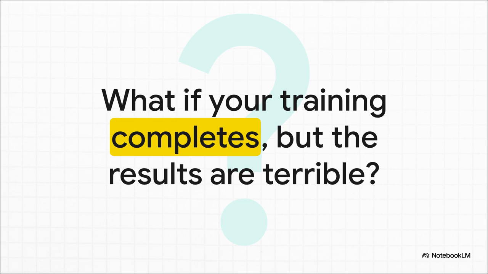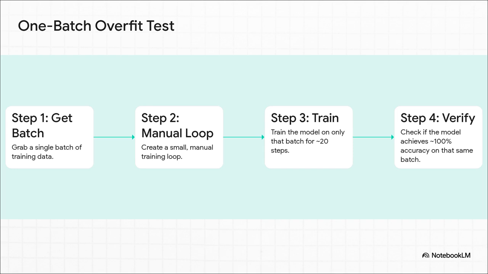You start wondering, is my data bad? Is the model architecture wrong? Is my learning rate totally off? We need a way to test if our model is even capable of learning anything at all. The answer is a powerful sanity check called the one-batch overfit test.